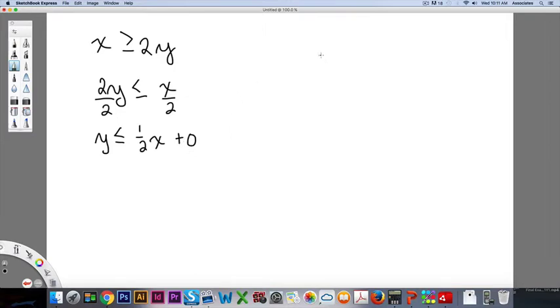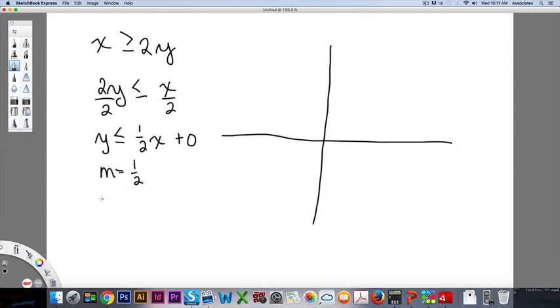All right. If I'm going to graph this, think about the slope, think about the y-intercept. And then I'm going to do something I haven't done before. So the slope is 1/2. The y-intercept is 0. It's going to be a solid line because it's less than or equal to. All right, solid line. So let's start looking at this. The y-intercept is 0, so I put a dot at the origin. I go up 1 and over 2, and it's a solid line.